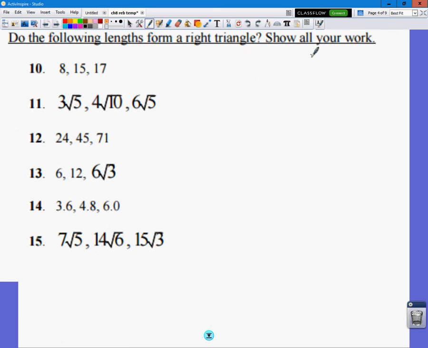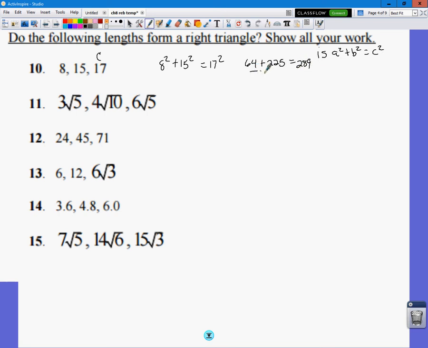Again, here we're asking, is a squared plus b squared equal to c squared? Make sure that we're identifying the c side. So 8 squared plus 15 squared equals 17 squared. 8 squared is 64. 15 squared is 225. 17 squared is 289.